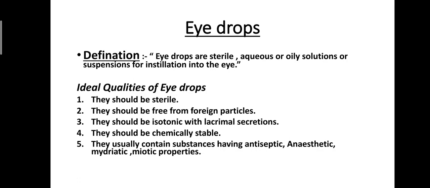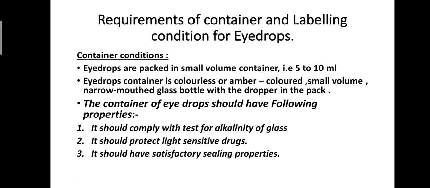Ideal qualities of eye drops: they should be sterile, they should be free from foreign particles, they should be isotonic with lacrimal secretions, they should be chemically stable. They usually contain substances having antiseptic, anesthetic, mydriatic, and miotic properties. These are the ideal qualities of eye drops, meaning eye drops must fulfill these properties.